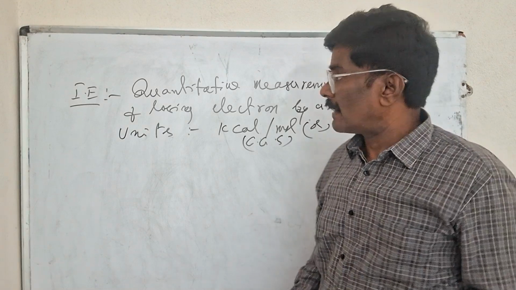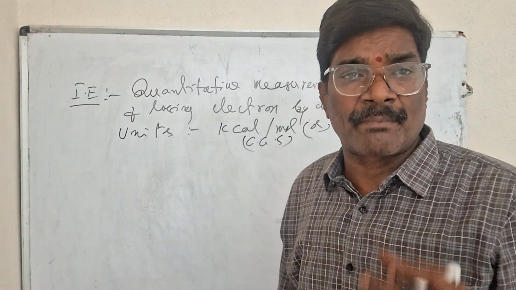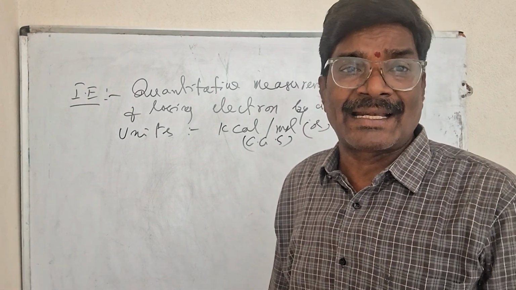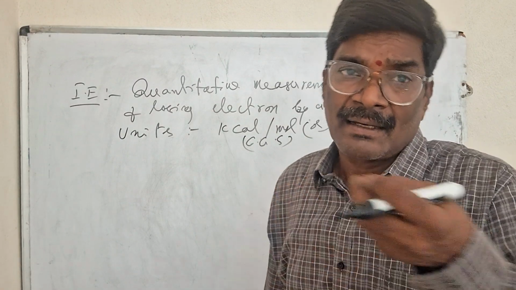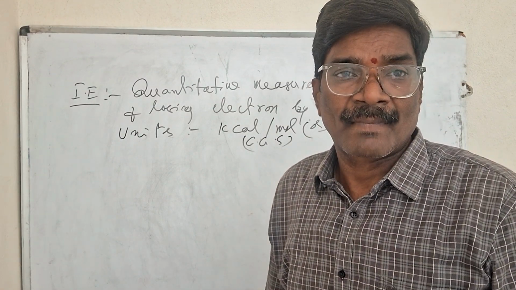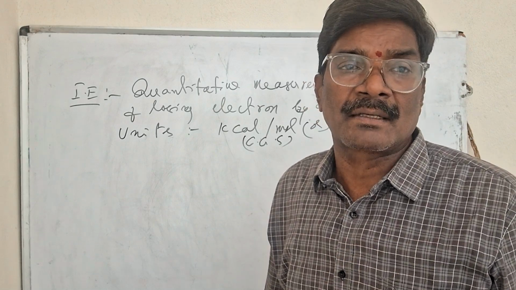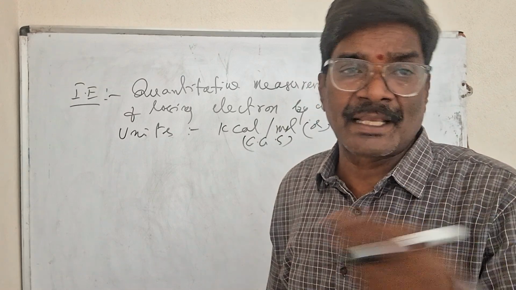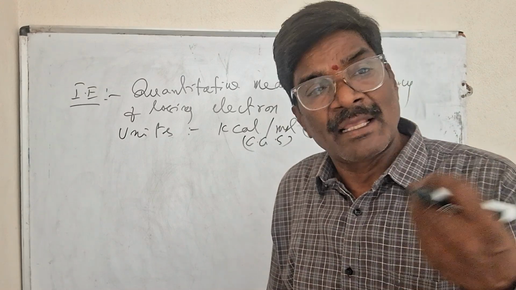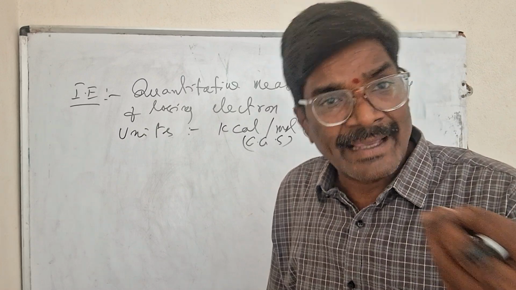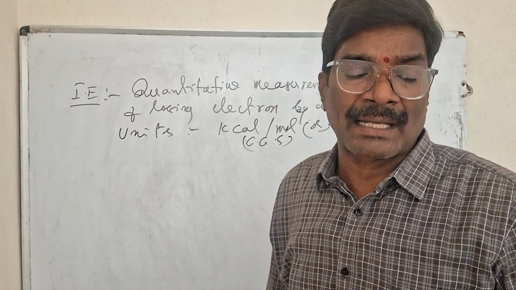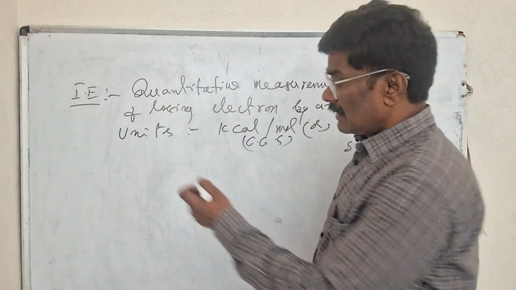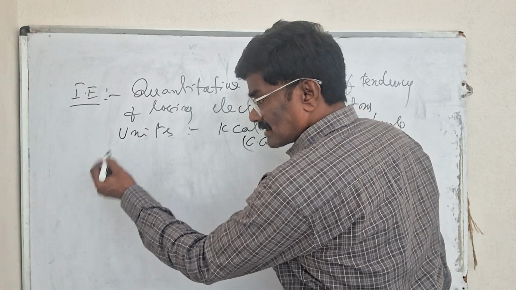Let us see. Before that, we should have some broad idea that generally metals lose electrons, the losing tendency is more. Non-metals, the gaining tendency is more. Non-metals always gain electrons. Metals lose electrons. Between these two, metals and non-metals, metalloids are there. They lose and gain electrons based on the experimental conditions. Okay.